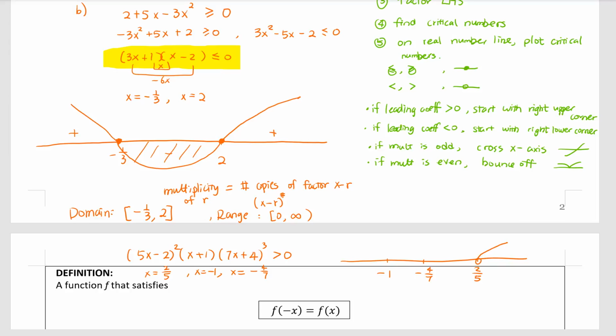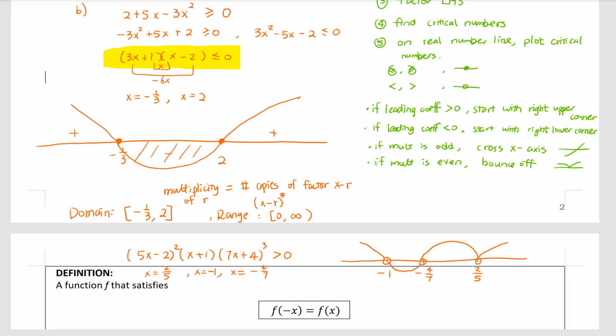First of all, sorry, I forgot. Because it's greater than, we don't include those points. So we bounce off at 2/5. Then -4/7 corresponds to the factor 7x plus 4. The multiplicity is 3, so it's odd, so we cross it. And -1 corresponds to the factor x plus 1. The multiplicity is 1, so it's odd, so we cross it.